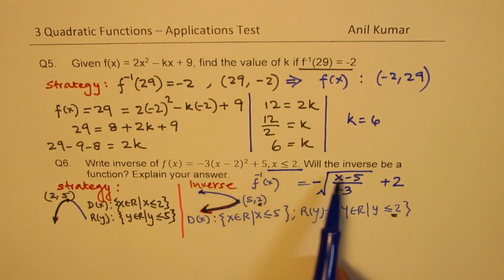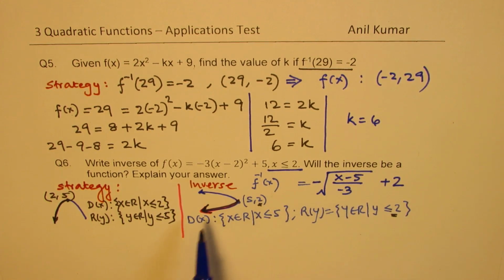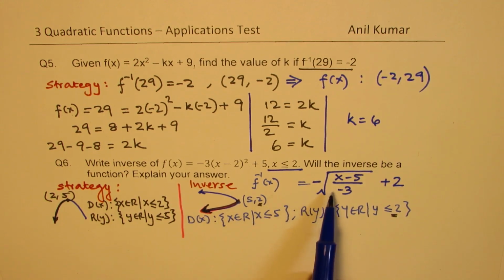So even without doing any calculation straight away, we know the graph will be like this, the bottom half, and the equation will be that. And this is going to be our domain and range for the inverse. So I hope that makes sense. So with that, we end this set of 6 questions on quadratic functions applications.